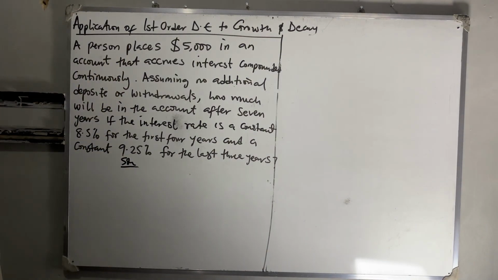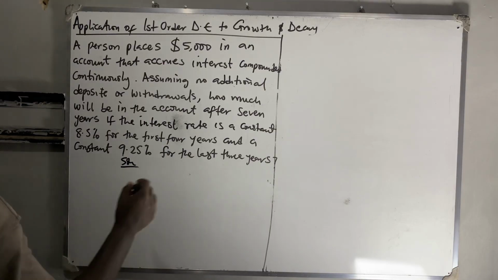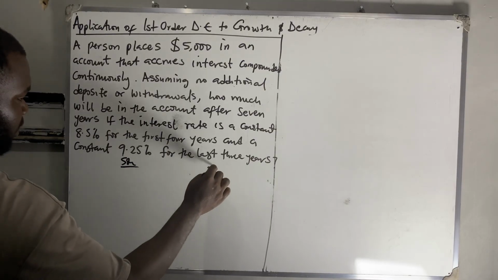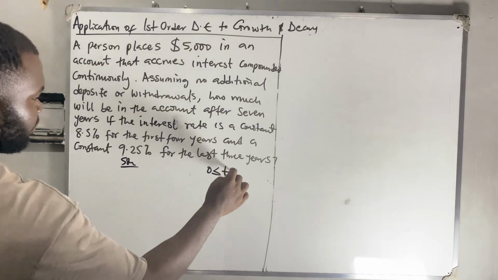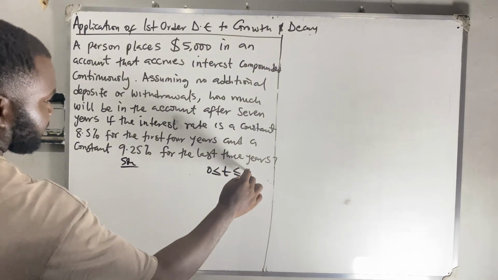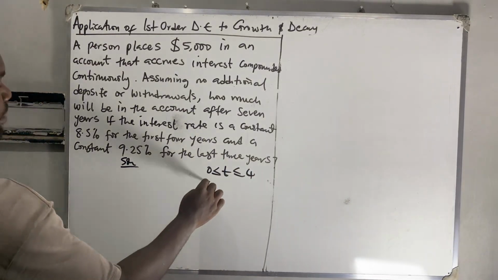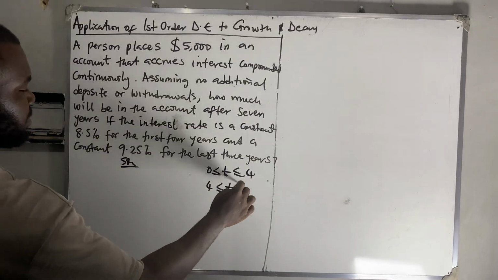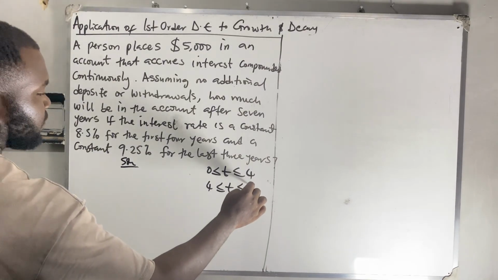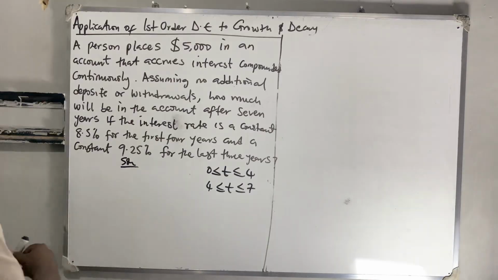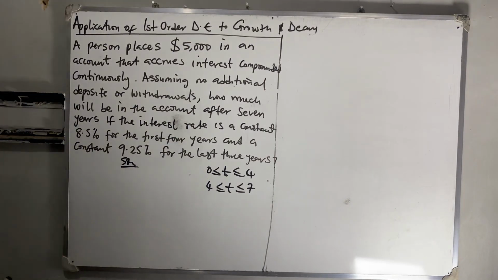Now, if you look at this growth, it is segmented into two: the first 4 years and the last 3 years. The first 4 years is from 0 to 4, and the last 3 years will now be from 4 to 7. The first range helps you to get your A. Let us first of all derive the formula.